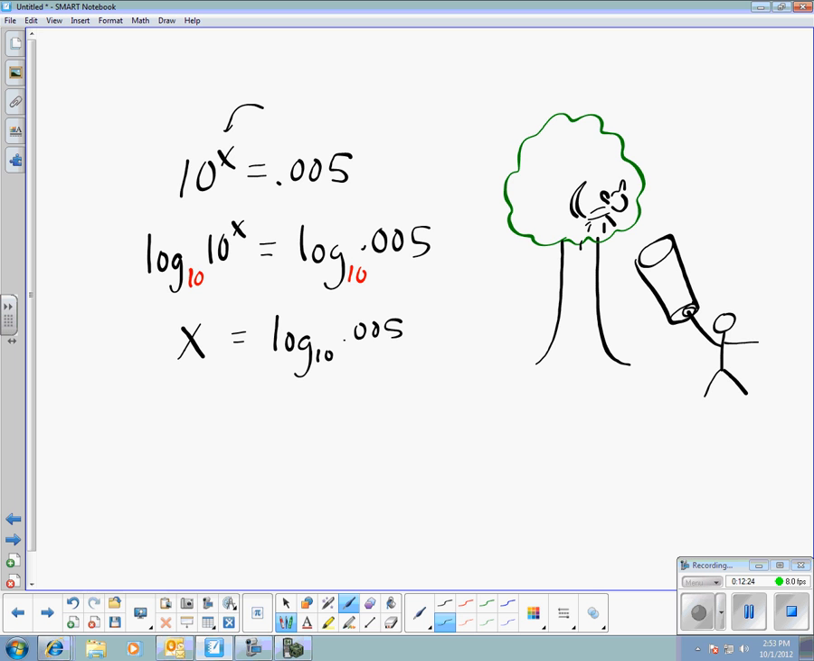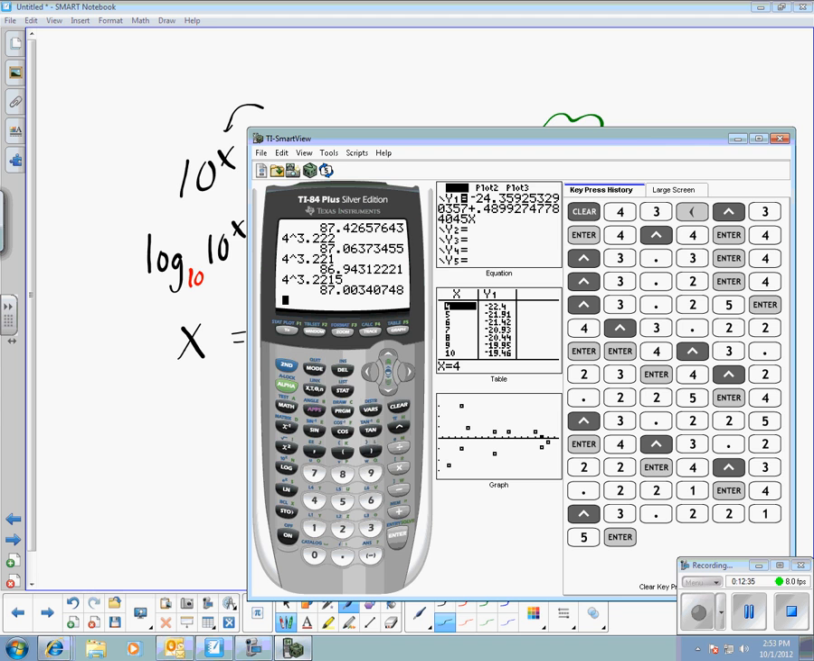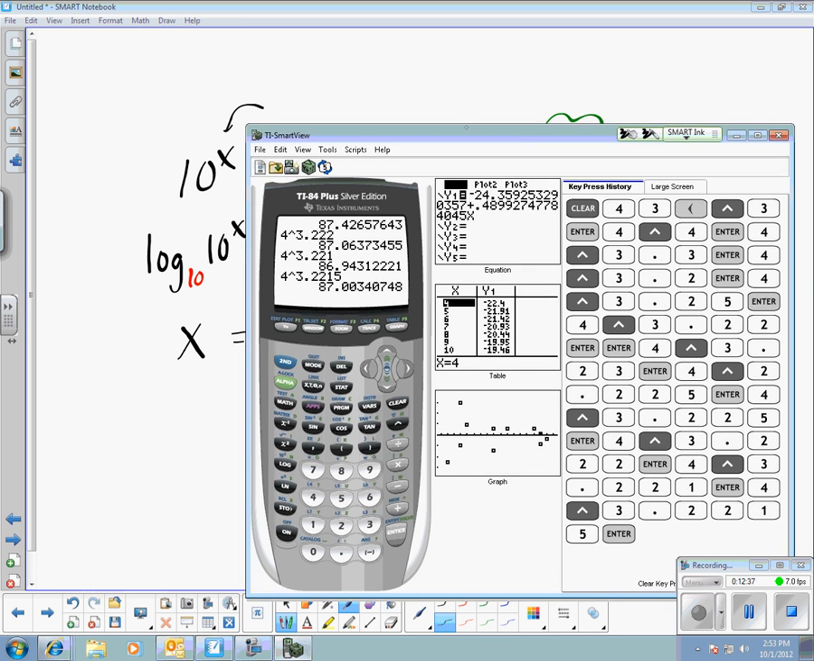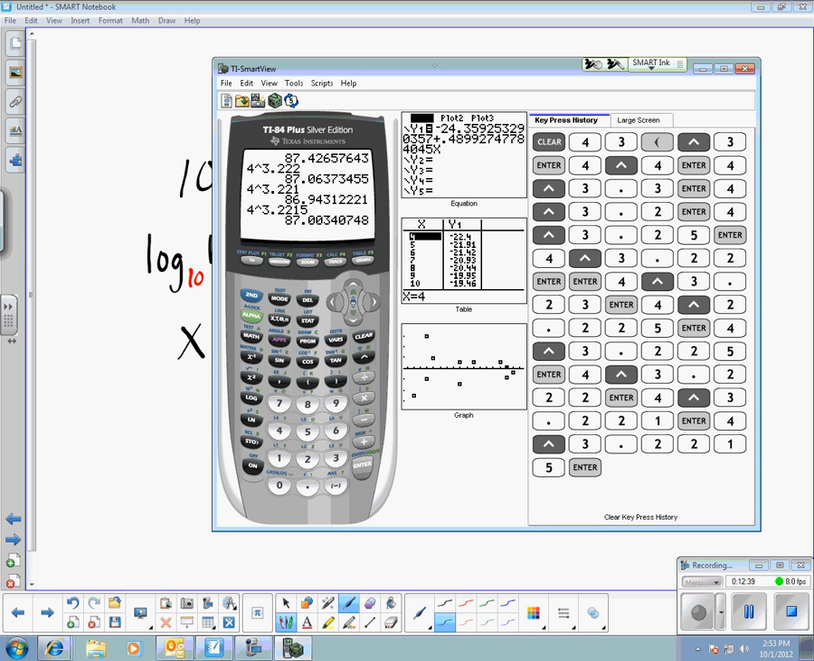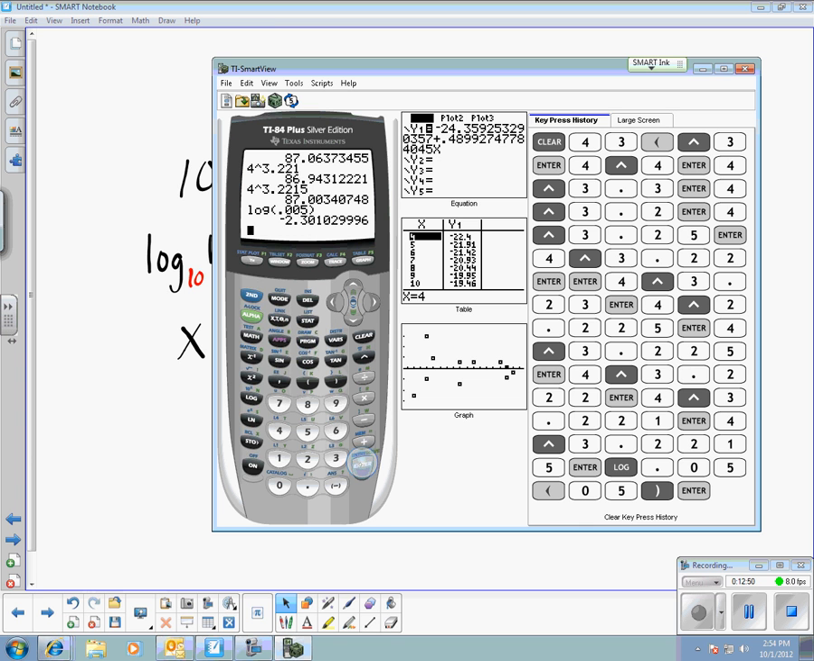Okay, and this is not something you should know. You should know what log base 10 of 100 is because 10 squared is 100. But 10 to the blank equals 0.005 is not a nice, neat number. So what we need to do is log of 0.005. On your calculator, here's log, and it's understood to be base 10. So we just put in 0.005, and this will be our answer, negative 2.301. Let's just call it negative 2.301.